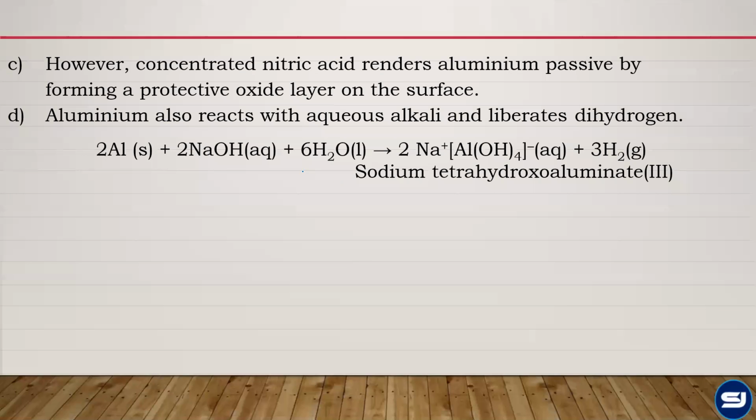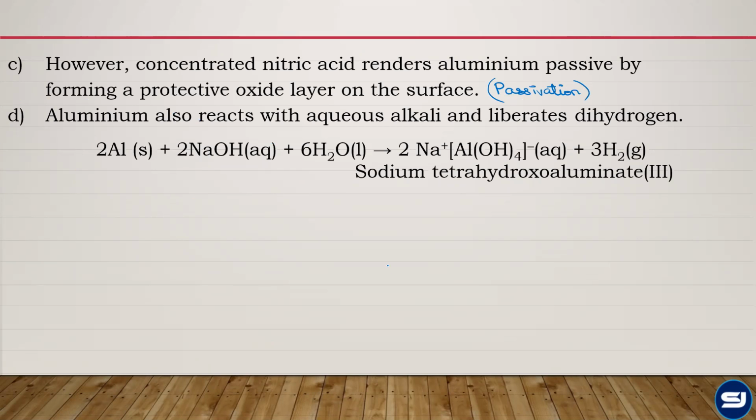Then, however, concentrated nitric acid renders aluminium passive by forming a protective oxide layer on the surface. So, this process in which the metals are dissolved in the nitric acid to form an oxide layer on the surface is basically named as passivation. तो इसमें होता क्या है, जो मेटल्स है उनको हम पैसिव बना देते हैं by forming an oxide layer by the reaction with nitric acid.